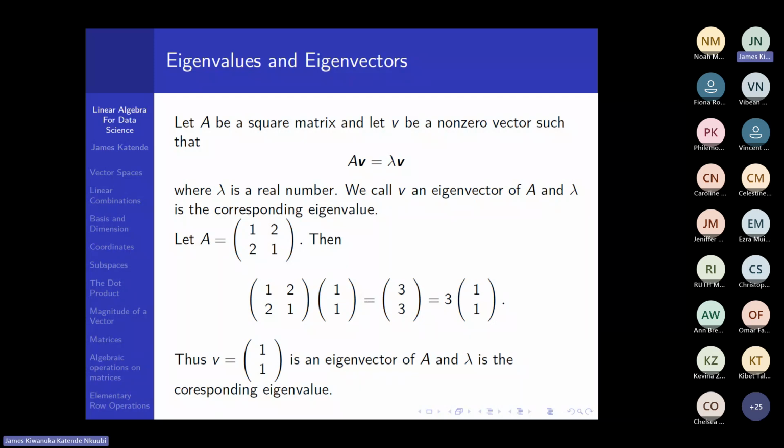which satisfies this condition. So A is a square matrix, V is some vector. Multiplying it by A is the same as multiplying the same vector by just a number. In this situation, this vector V is called an eigenvector for the matrix A, and lambda is a corresponding eigenvalue for the matrix. So they come in pairs, an eigenvector and the corresponding eigenvalue.